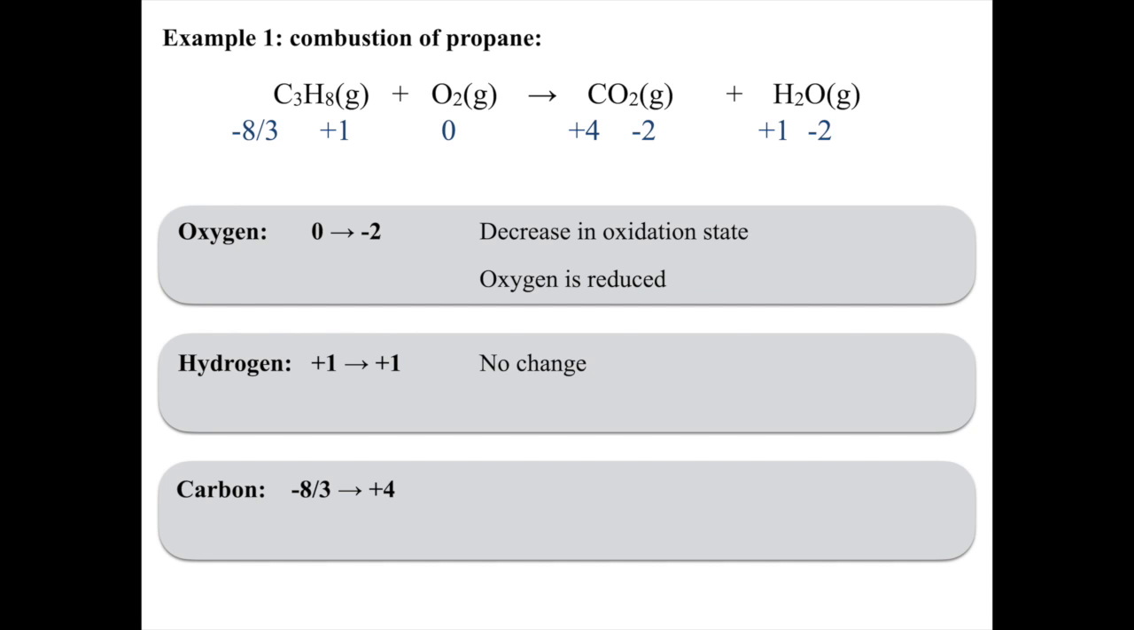Carbon, on the other hand, we already calculated this before. Carbon in propane, the average oxidation number is -8/3. And notice it's negative because it's bonded to hydrogen, which is less electronegative. Carbon's more electronegative than hydrogen. But in the product, carbon is bonded to what? Oxygen. And oxygen's more electronegative. Electrons are now being pulled away from the carbon, so it's got a positive oxidation number.